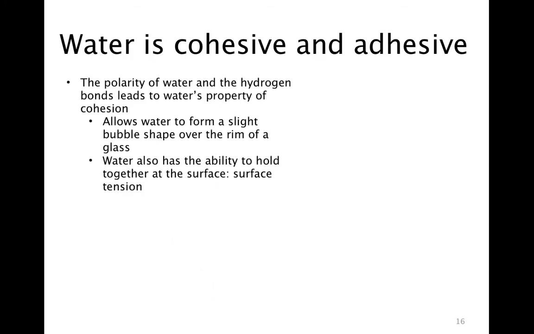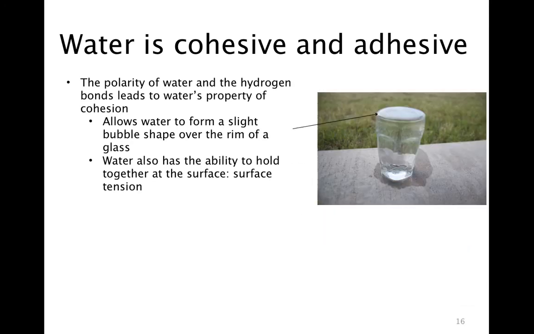So the polarity of water and the hydrogen bonds leads to water's property of cohesion. It allows water to hold on to each other. Water will form bubble shapes over the rim of a glass. If you ever noticed that, water forms beads because water is cohesive, because water bonds to each other through hydrogen bonds. Also, the ability to hold surface tension.